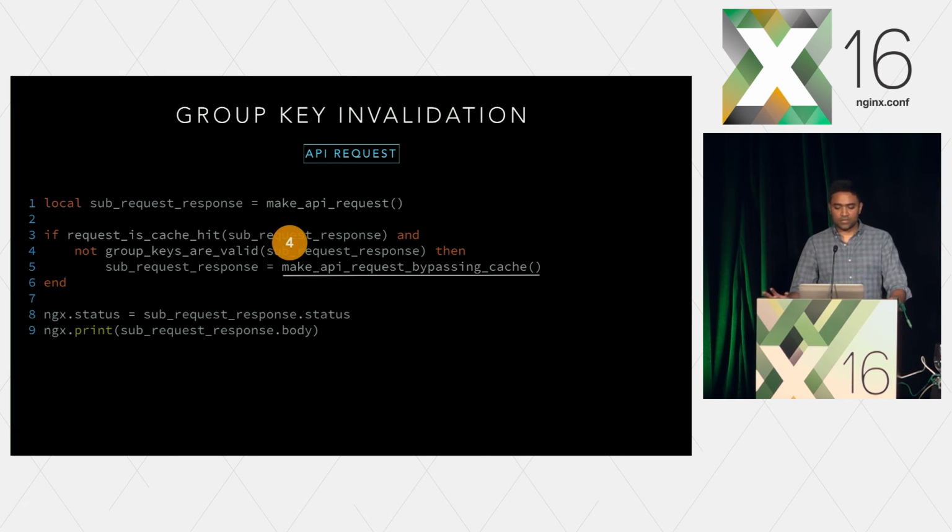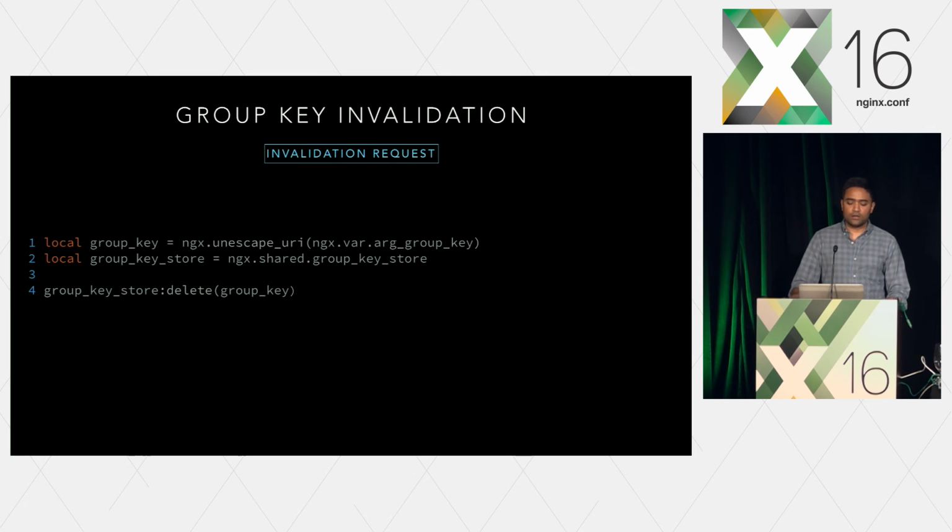And then what's left out of here is that we will be storing the group keys into the shared memory zone when it's not a hit. We're only seeing the hit part of it. But that's kind of the API request part of this. The other part is, how do you do actual invalidations? The invalidation is the even simpler part, where we exposed an endpoint that was a second location block, and this is the Lua code behind it.